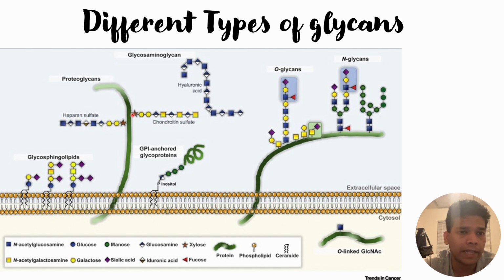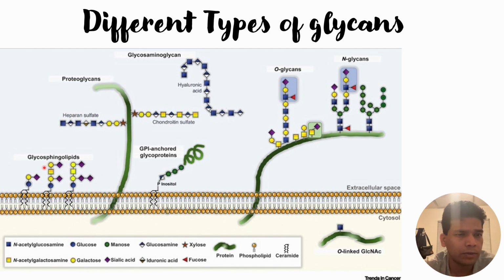Another kind of glycans is the proteoglycans that are shown on the left hand side, and they contain chondroitin sulfate and heparan sulfate related glycans attached to these proteoglycans. We say proteoglycans when the number of glycans attached to them is low, whereas in the case of glycosaminoglycan, the number of glycans attached is very high.